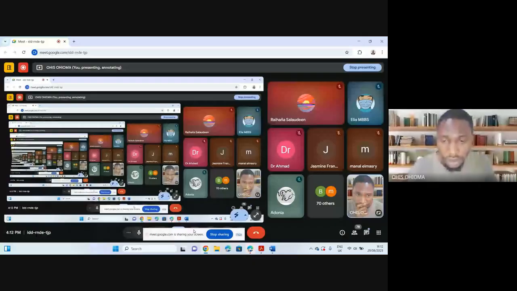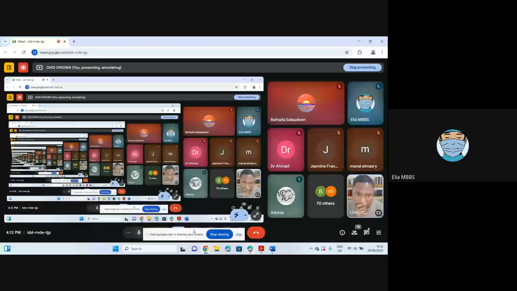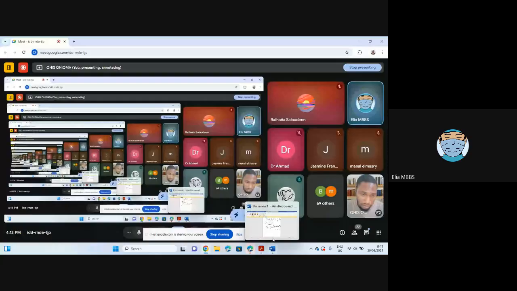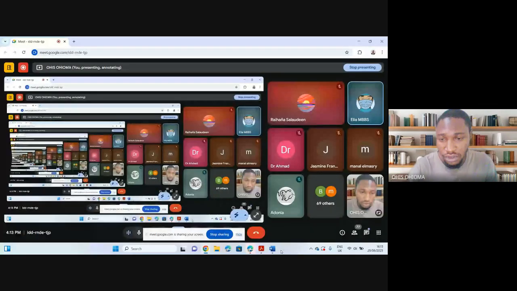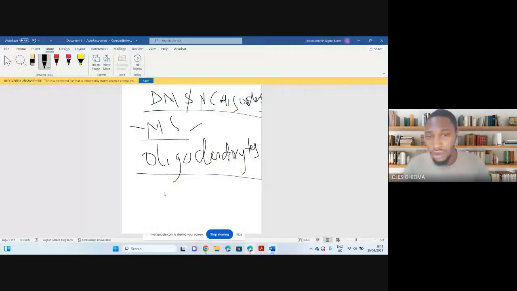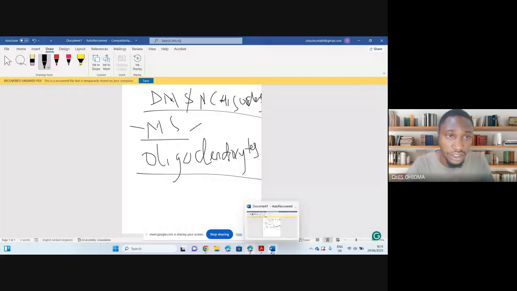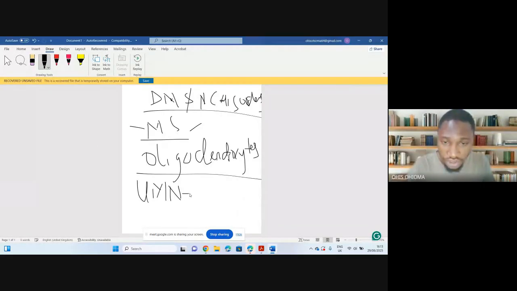Can anyone tell me the functions of oligodendrocytes? It myelinates the neurons of the central nervous system, especially the brain. Yes, that's correct. So they myelinate the neurons of the central nervous system, including the brain and the spinal cord. So it's mostly an upper motor neuron lesion from what we're understanding. Since it myelinates neurons found in the brain and the spinal cord, it's an upper motor neuron lesion.